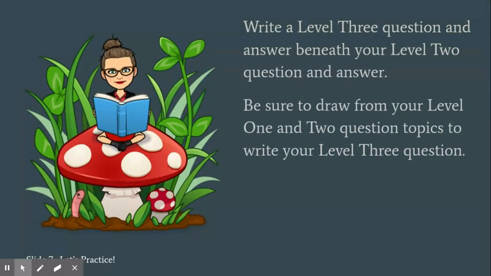Now I want you to write a Level 3 question and answer. And as you do this, be sure to draw from your Level 1 and 2 question topics to write your Level 3 question. Remember that these questions are thematic in nature and will not reference the text itself. But remember that although the thematic question will not involve the text itself, you still must incorporate textual evidence into the answers. I'm going to give you about 6 minutes to complete this question.